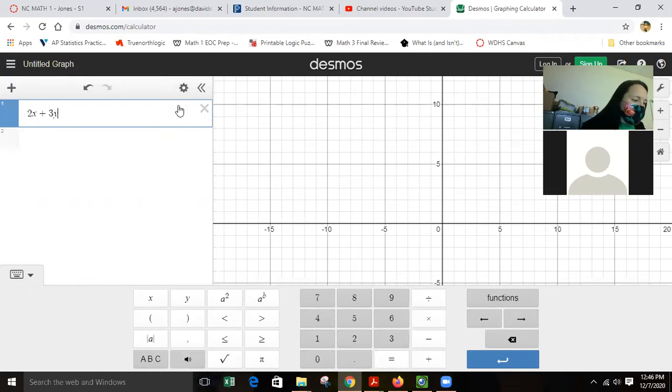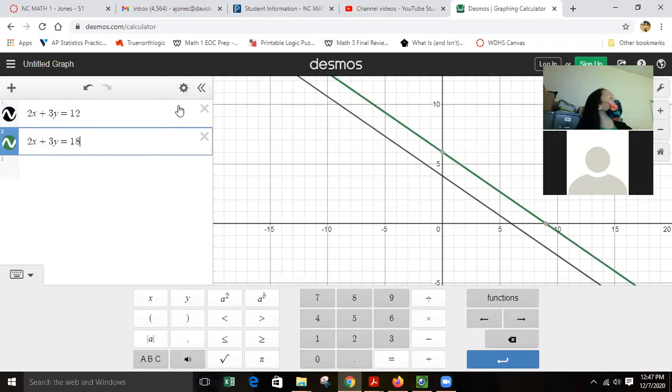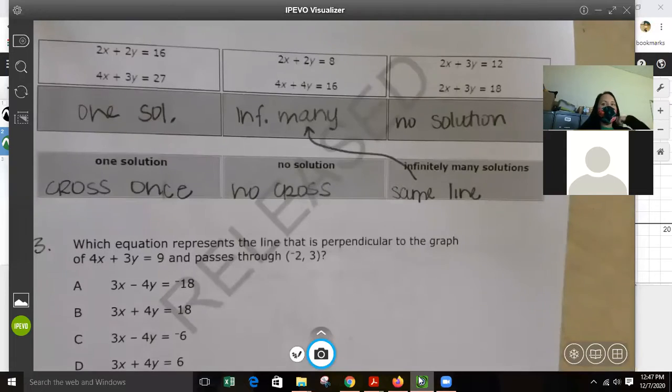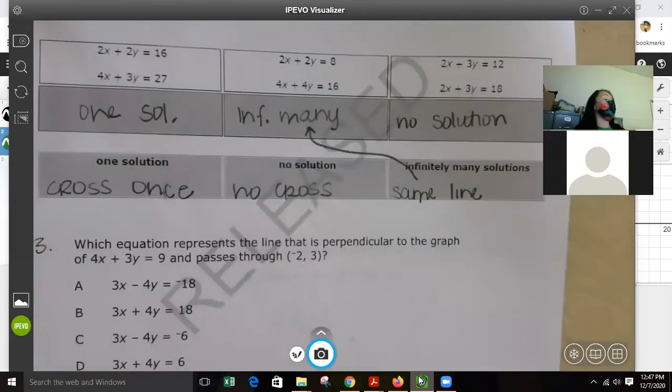2x plus 3y, so you guys can see it, equals 12. And then 2x plus 3y equals 18. And you can see that they don't cross. They're like train tracks. So those are no solution. No cross, no solution. So this is what you should have. Okay, and again, you would just drag that and put it up there.